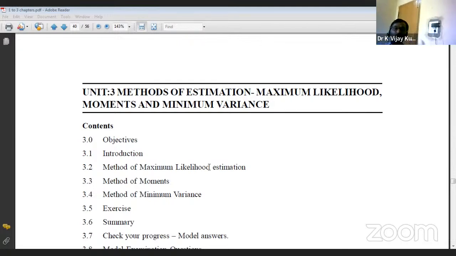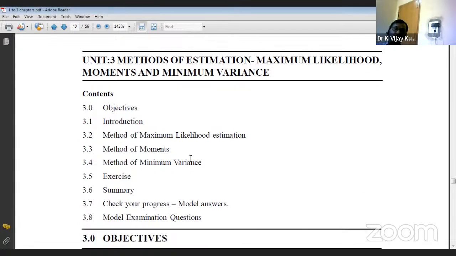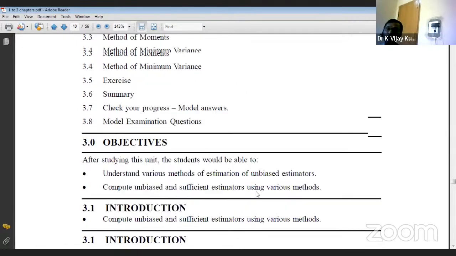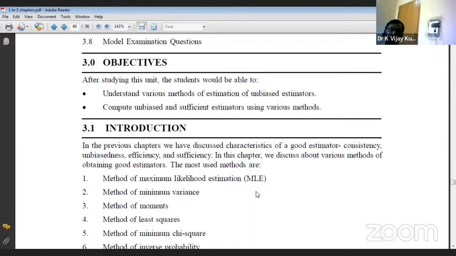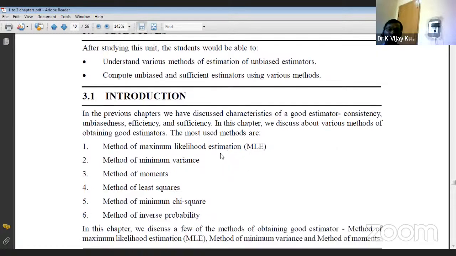Good afternoon, everyone. Today we are discussing methods of estimation: maximum likelihood, moments, and minimum variance. In the introduction, we cover the method of maximum likelihood, method of minimum variance, method of moments, method of least squares, method of minimum chi-square, and method of inverse probability.